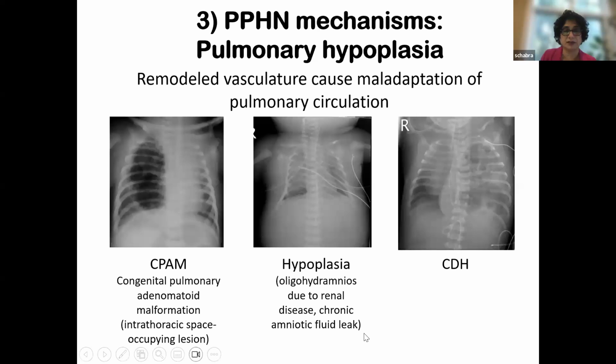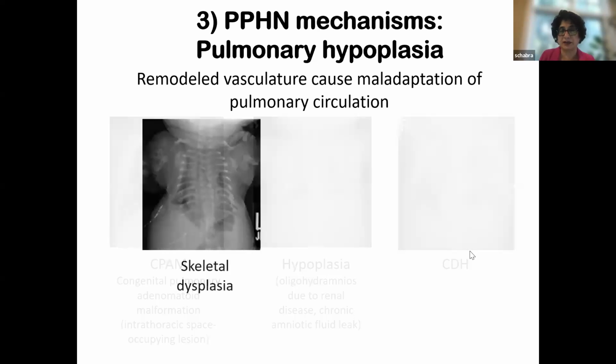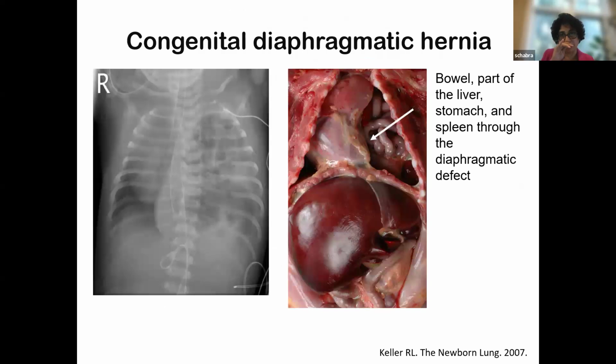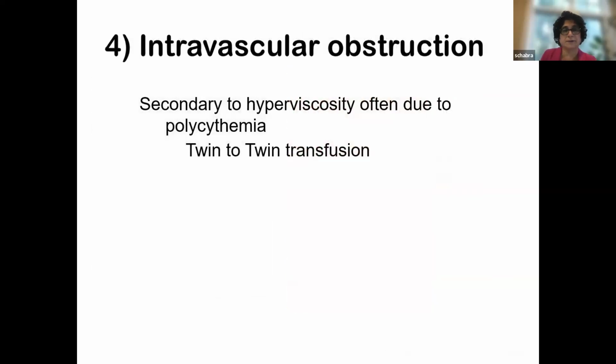You can see the x-rays here. Oligohydramnios or renal disease causing pulmonary hypoplasia with the bell-shaped underdeveloped thorax. And congenital diaphragmatic hernia, which all of you are very well aware of, and skeletal dysplasias just because of the thoracic problems. So this is congenital diaphragmatic hernia with the bowel, liver, spleen. Sometimes you can see the stomach going through the diaphragm.